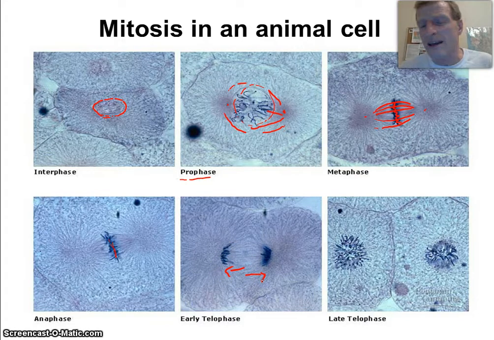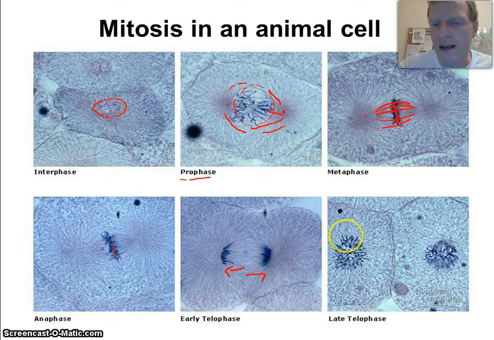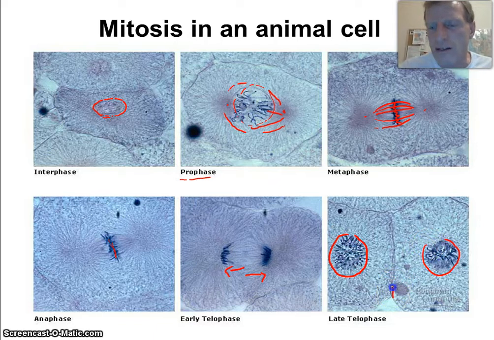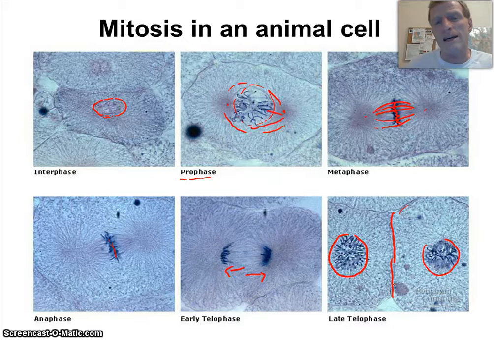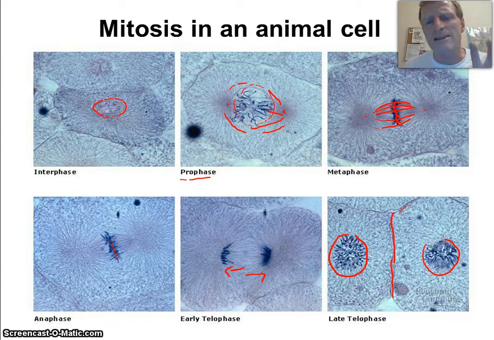Then in late telophase, you can see the chromosomes are starting to unravel. They're going to unravel into that form of DNA called chromatin again. You can't see it here, but the nucleus is going to start to reform around each set of chromosomes. You can see the cell. This is an animal cell, so it's pinched off and formed two identical cells with two identical sets of chromosomes. So that's mitosis. Let's look at each step in a little more detail, or at least a little more clearly.